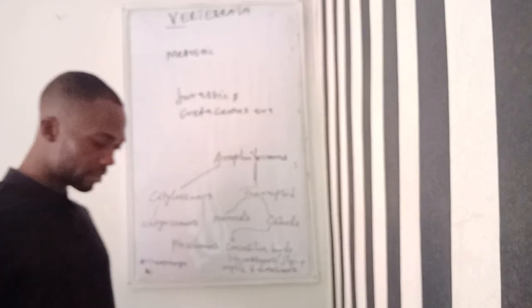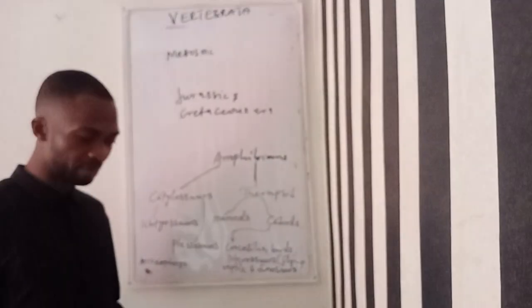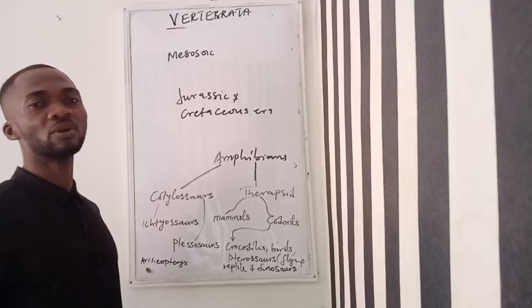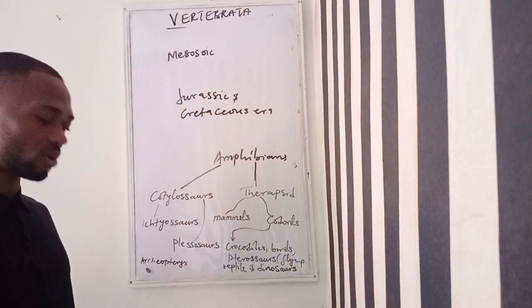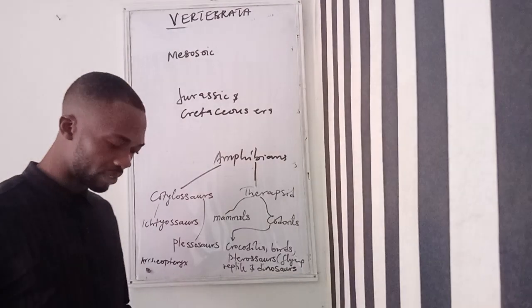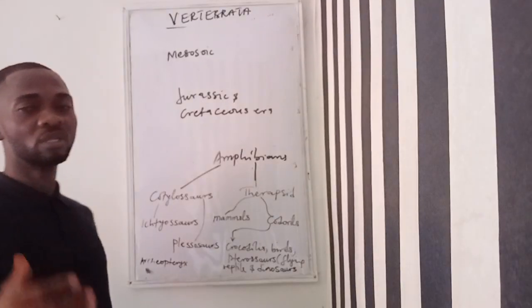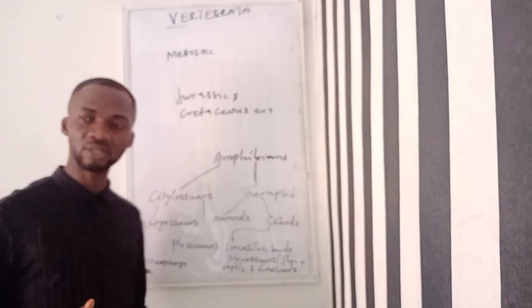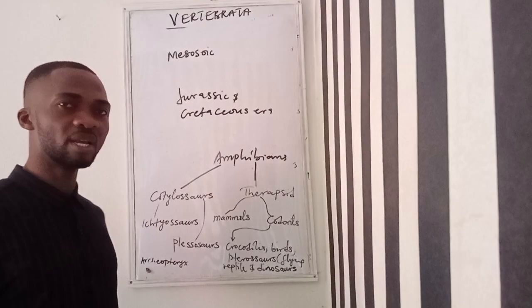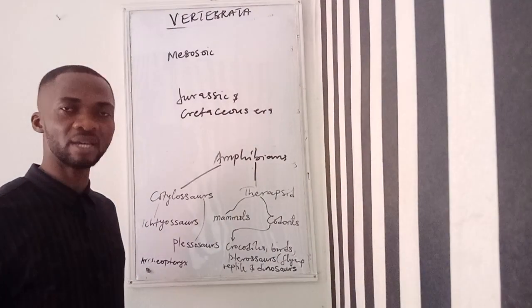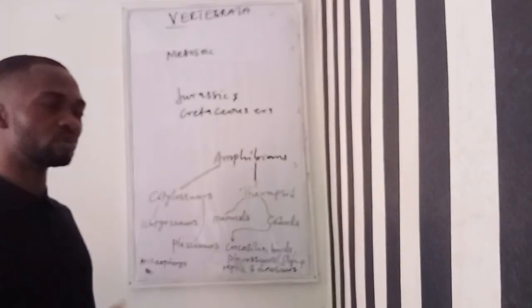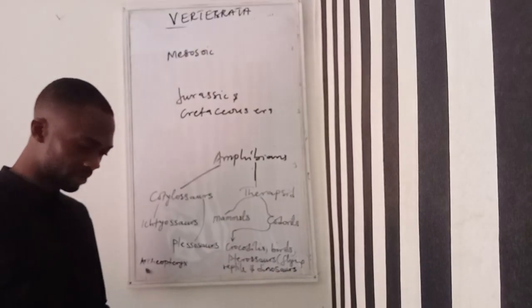Then most amphibians also have weak legs that could not even support their body. That means some of them have to burrow on the ground because their weak legs could not support them, unlike in reptiles. Then another one is the lungs of amphibians were poorly developed. If you compare the lungs of amphibians and reptiles, that of the reptiles is well developed compared to that of amphibians.